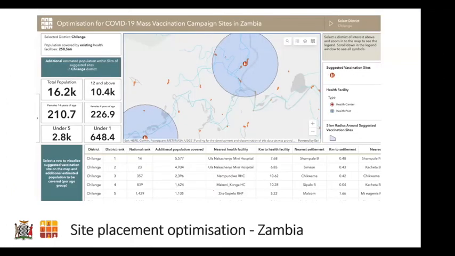So based on the previous slide, this is just a snapshot of the dashboard. That is the tool that we are working on with EPI to be able to inform the COVID-19 campaign that also depicts the additional population that can be reached based on setting up a vaccination station or center or site at a particular location, which also informs what other key infrastructure is within that radius, such as schools, churches, and key points of interest.